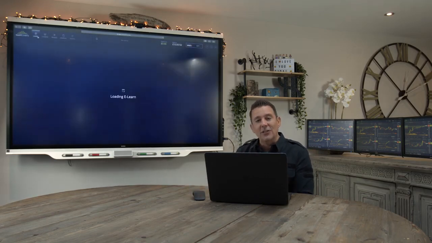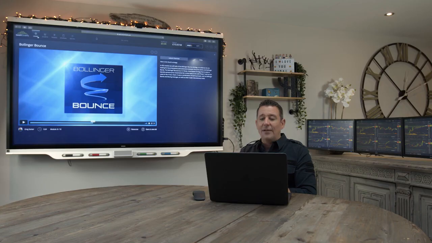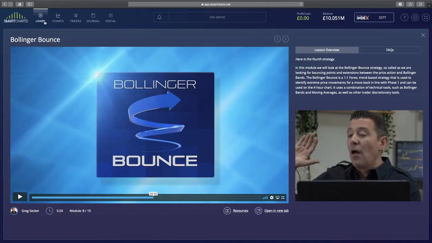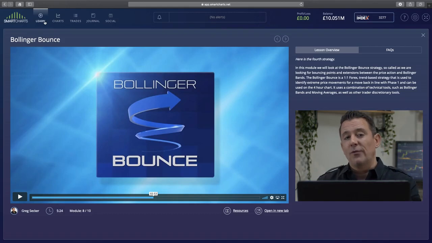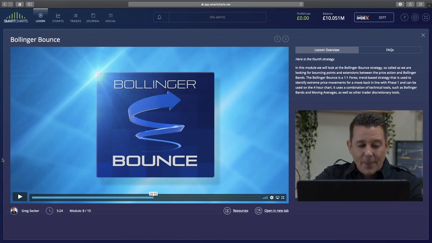Now, of course, in the Learn section, this is where all of the trading is housed. We're going to jump straight into the Bollinger Bounce. I'm going to show you the short side of this strategy. Now, obviously, when you have the full subscription to SmartCharts, you'll see both the long and the short version. I'm just going to focus myself on the short version first. So let's get right into that right now.